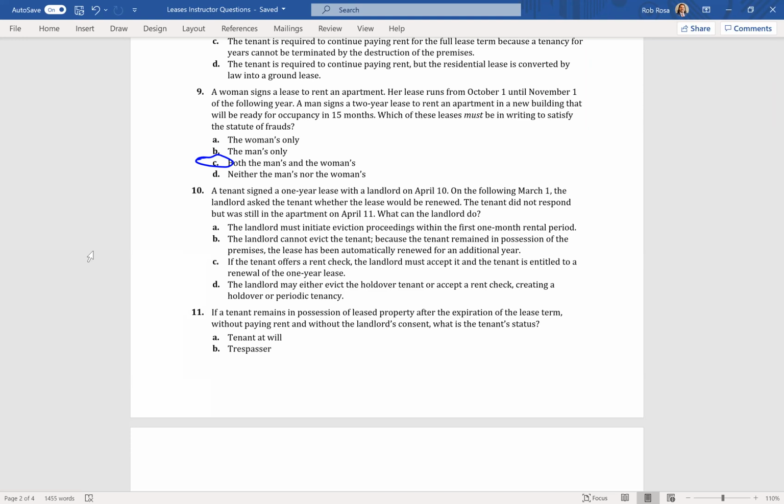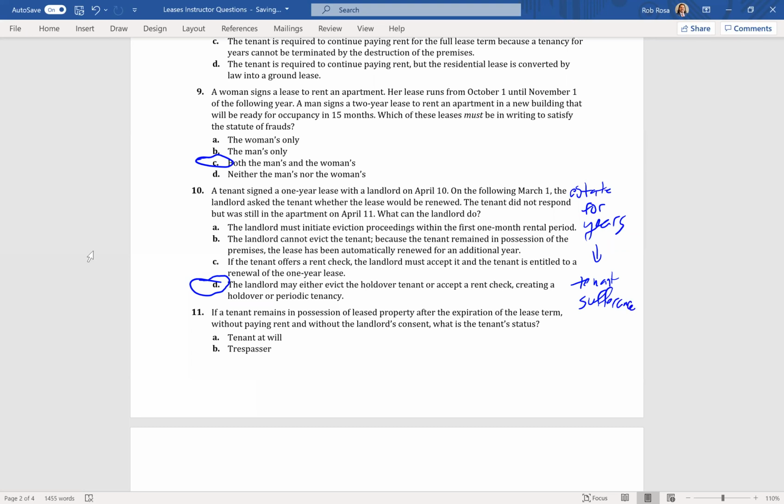D, right? So basically they can either evict a holdover tenant or accept a rent check, creating a holdover or periodic tenancy, right? And so the original lease was what? A 1-year lease. Which is what kind of lease? Estate for years. Right. And then it became a what? A periodic tenancy. Well, because it's a holdover, it would be what? If they pay the rent, it would be periodic, but if they did not pay it, it would become a what? Tenant at sufferance. So you've got to remember that one, because you never know when that's going to come up.